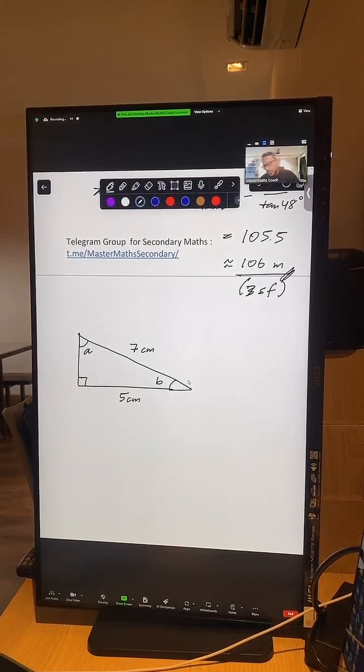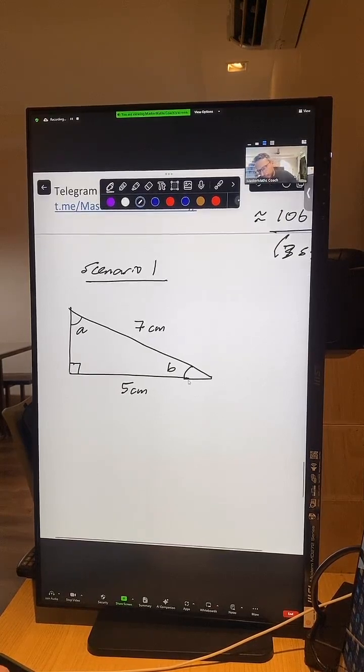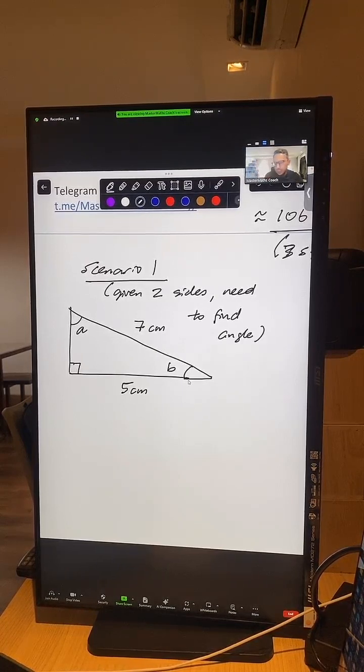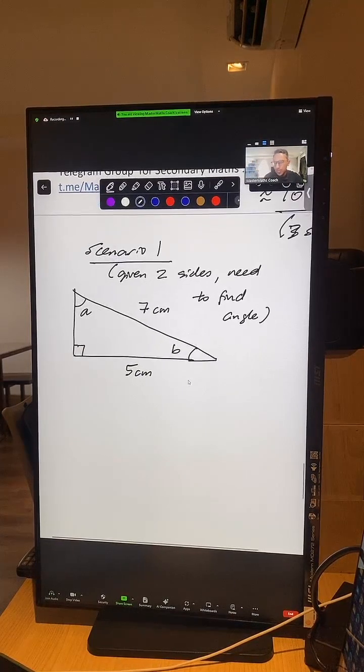So this is scenario 1. You are given 2 sides, you need to find the angle. How do we do this? Very simple. You look at the angle that you want. Example, let's say I want to find angle A.